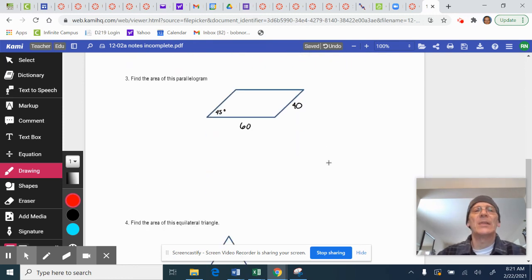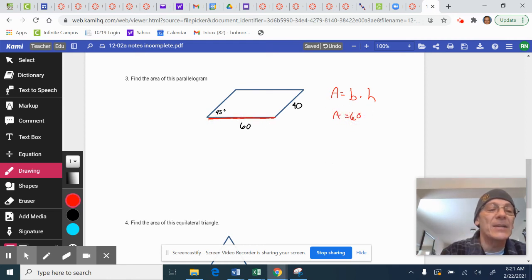Area of this parallelogram. Okay. So we need, again, base times height. That's the formula. But we don't have any two sides that are right angles to each other here. Suppose we choose this side to be the base, 60.